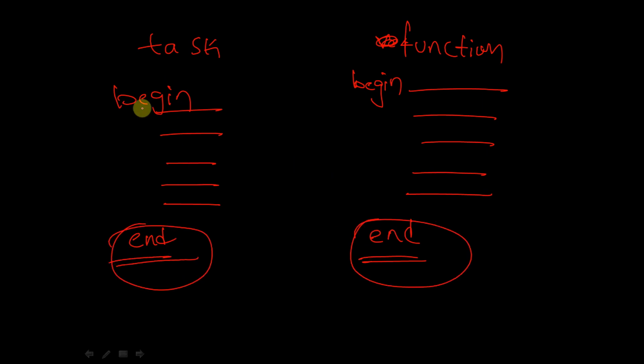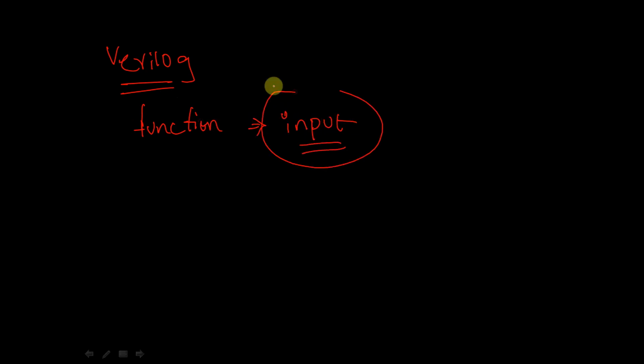Whereas in SystemVerilog, there is no need to write this begin end block for multiple statements in tasks and functions. Now, in the case of Verilog, functions can have only input as argument. Function arguments can have only input types. So functions can have only input arguments.